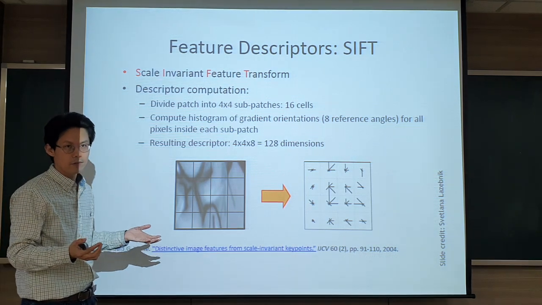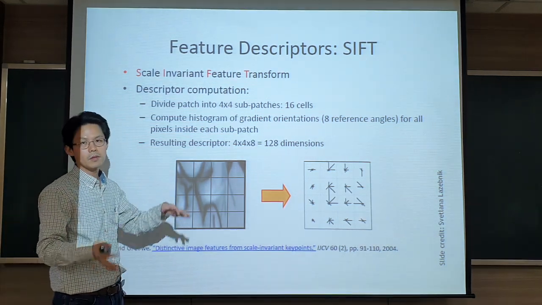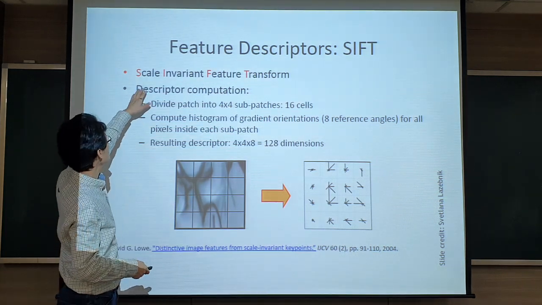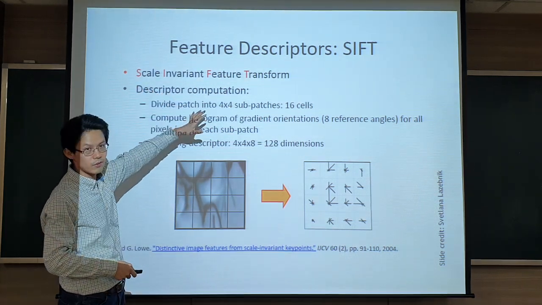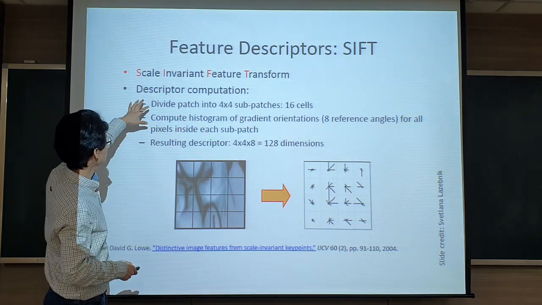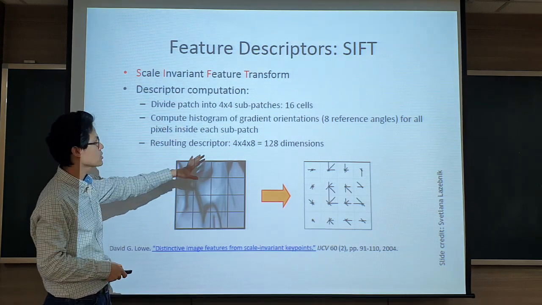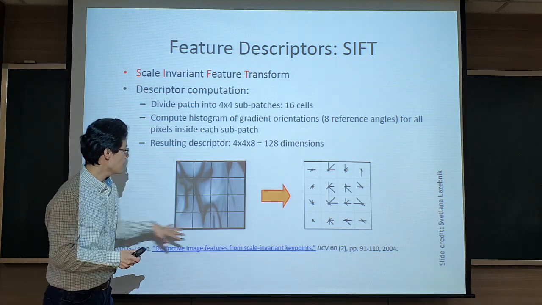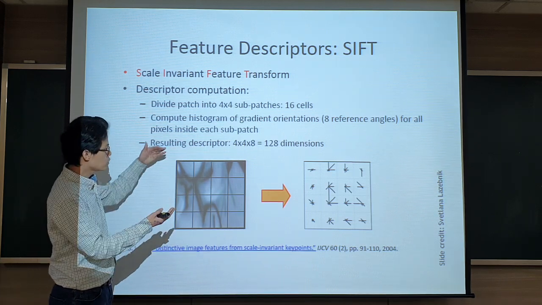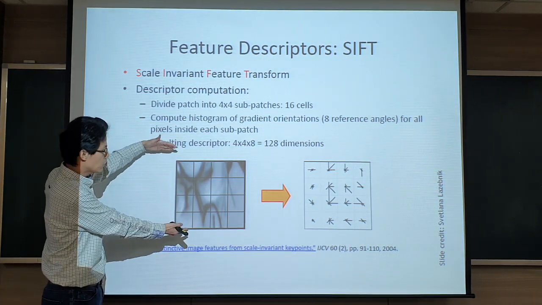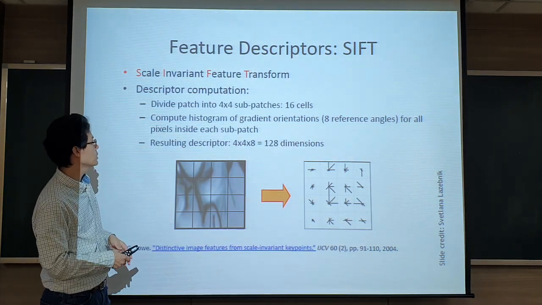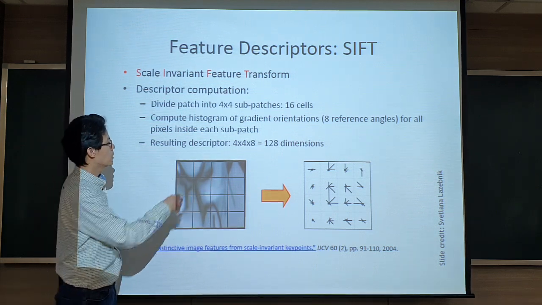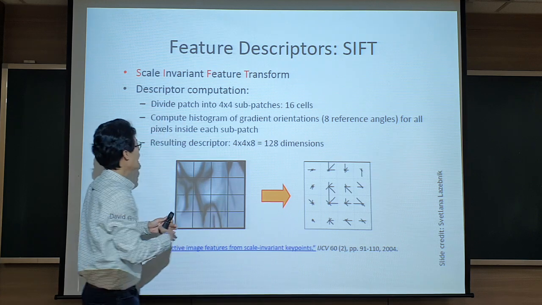So now it's time to talk about SIFT. SIFT is built on top of the different material that I talked about so far. SIFT is the scale invariant feature transform. And this is showing how we can compute this descriptor. Basically, given this image patch, we choose a proper region window size, right? And then we compute this 4x4 subpatch. So basically there are 16 cells.